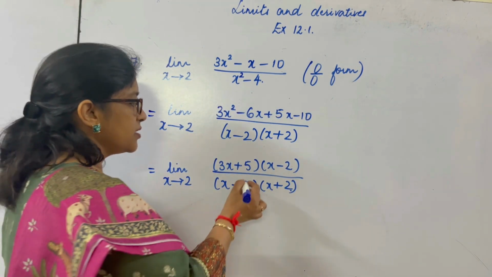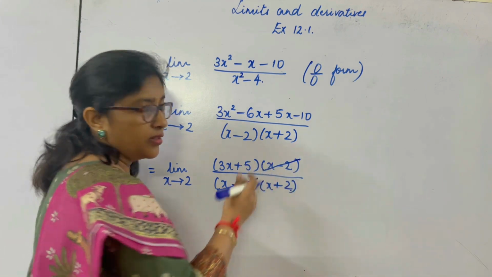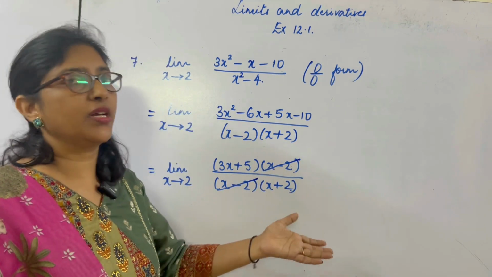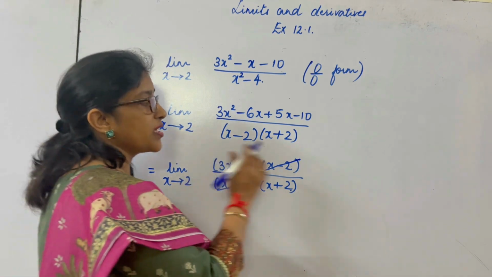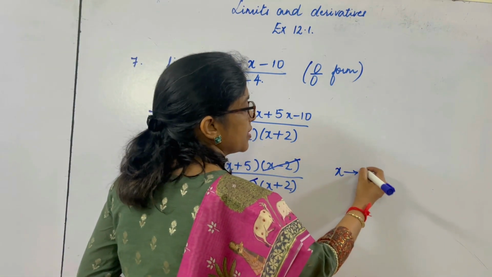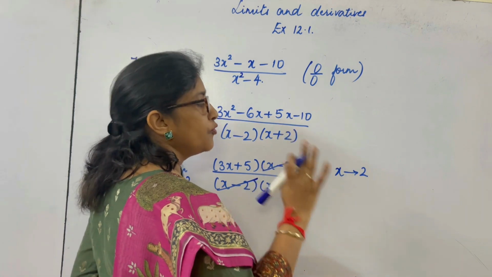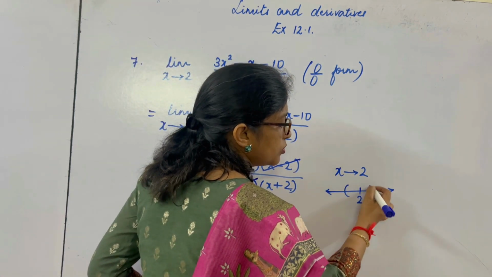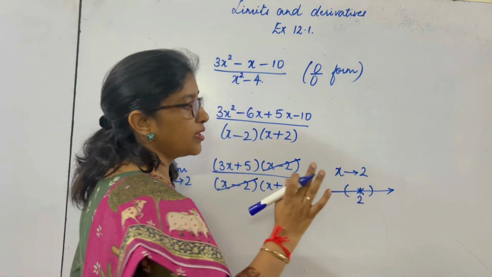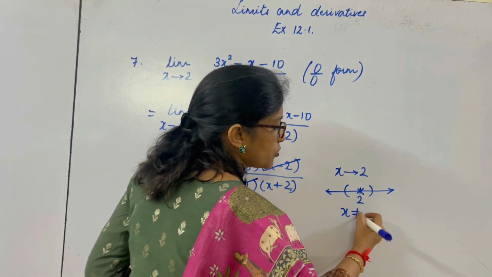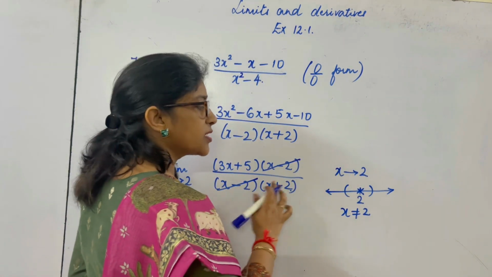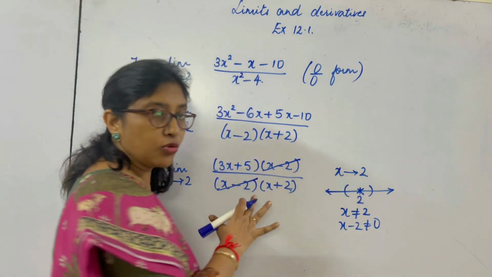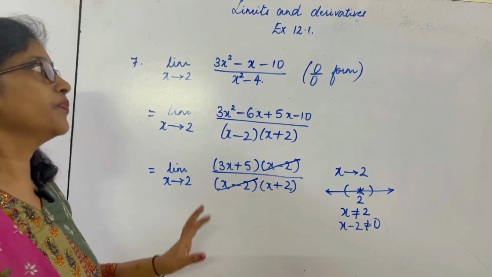Now, x minus 2 will get cancelled. Over here, some of the students simply cancel it, but the concept behind this is that because x tends to 2 over here, we know that we are taking all values around 2, but we are not including 2. That means x is not equal to 2. And if x is not equal to 2, x minus 2 is not equal to 0. We can cancel only those terms which are non-zero.